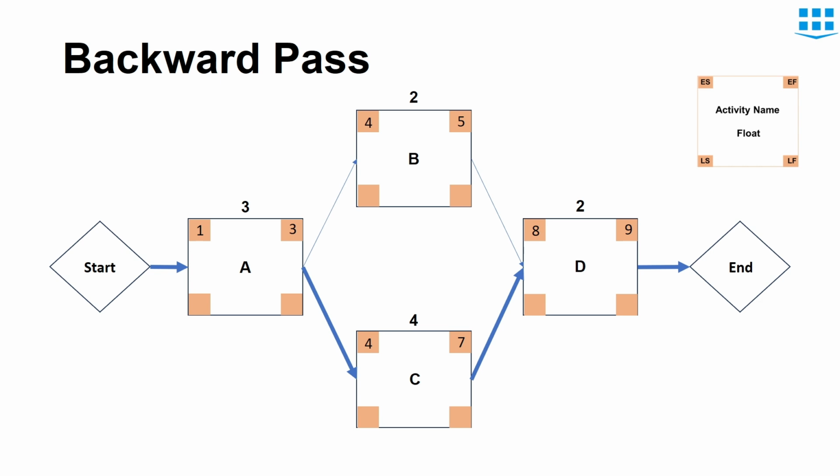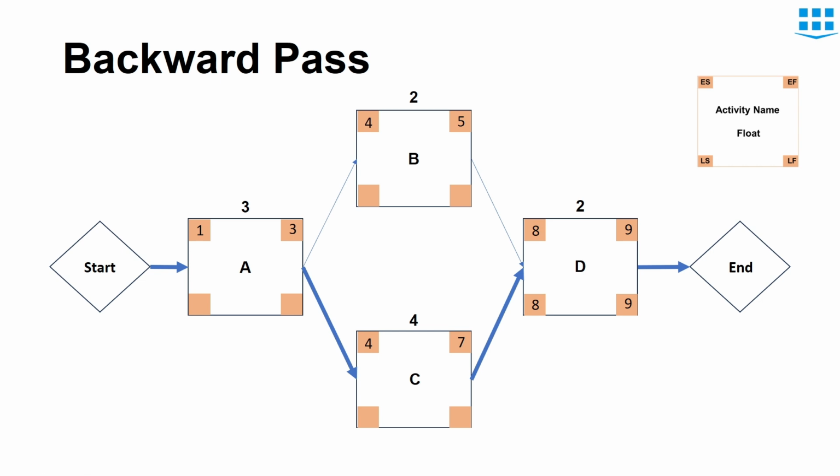What will be the late finish of activity D? It will be 9. Since after forward pass calculation, we know that the project will complete on day 9, we will start the late finish of the project from day 9. Now, what will be the late start of activity D? It will be day 9, then day 8. Because task D has a duration of 2 days. Therefore, the late start of activity D is 8.